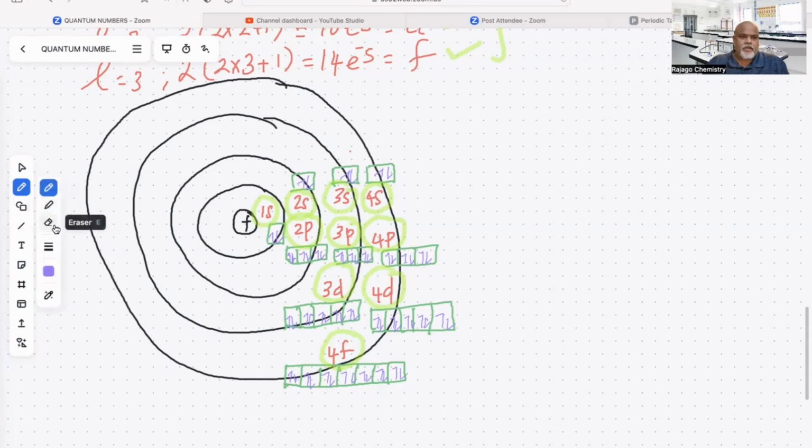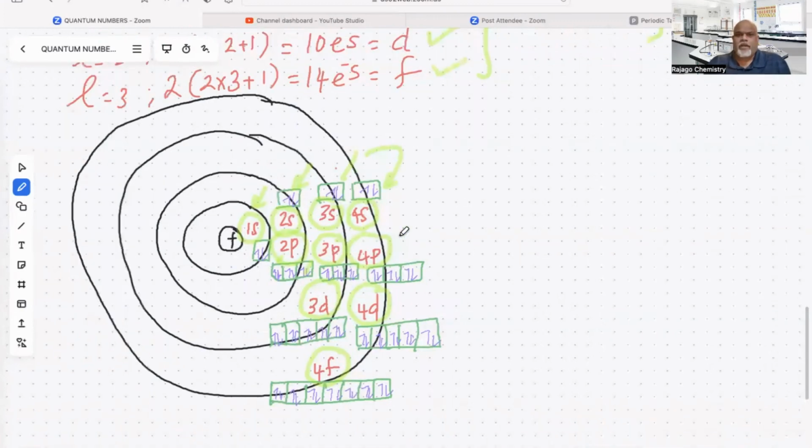Actually, in the off-bow order, the electron is going to go in a different fashion. First it's going to go 1s, followed by 2s, and then 2p, and then 3s, and then 3p, and then 4s, and then 3d, and so on. So that's what we are going to look at later on.